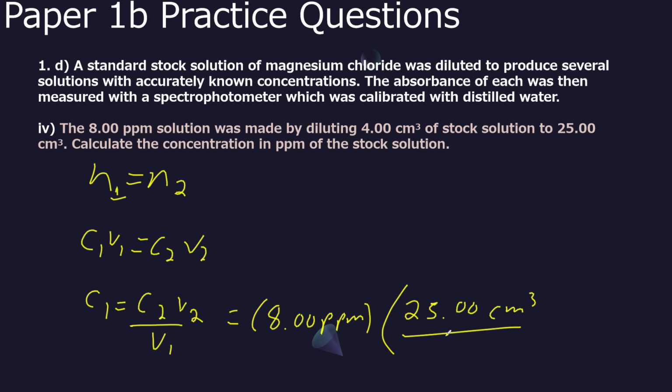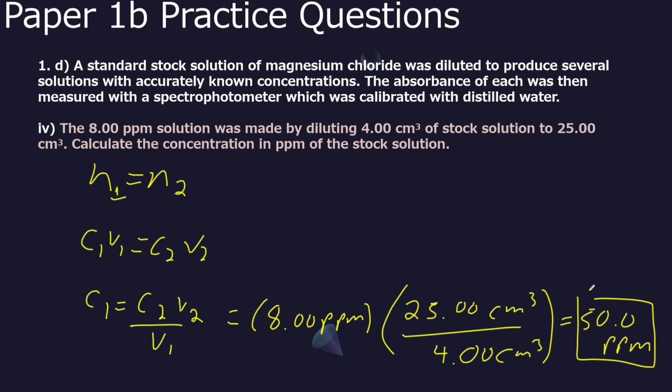That's 4 centimeter cubed. So this comes out to be 50 ppm. Stock solution must have been 50 ppm. 50.0, keep your 3 sig figs. Next.